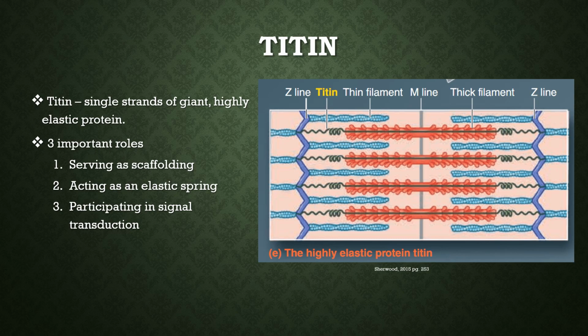So what is titin? So titin is made up of single strands of giant, highly elastic protein. Titin extends in both directions from the M line along the length of the thick filaments to the Z lines at opposite ends of the sarcomere. And this can be seen in the image displayed on the screen. Titin is the largest protein in the body, being made up of nearly 30,000 amino acids.